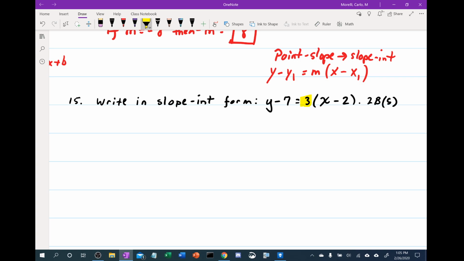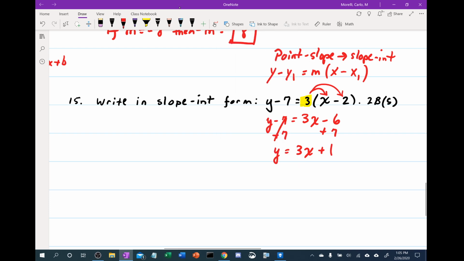Okay, so now let's turn it into slope-intercept form. We're going to distribute the 3. So we get y minus 7. Remember, these two just hang out. Now we get 3x minus 6. Add 7 to both sides, and we're done. Negative 7 plus 6 is plus 1.